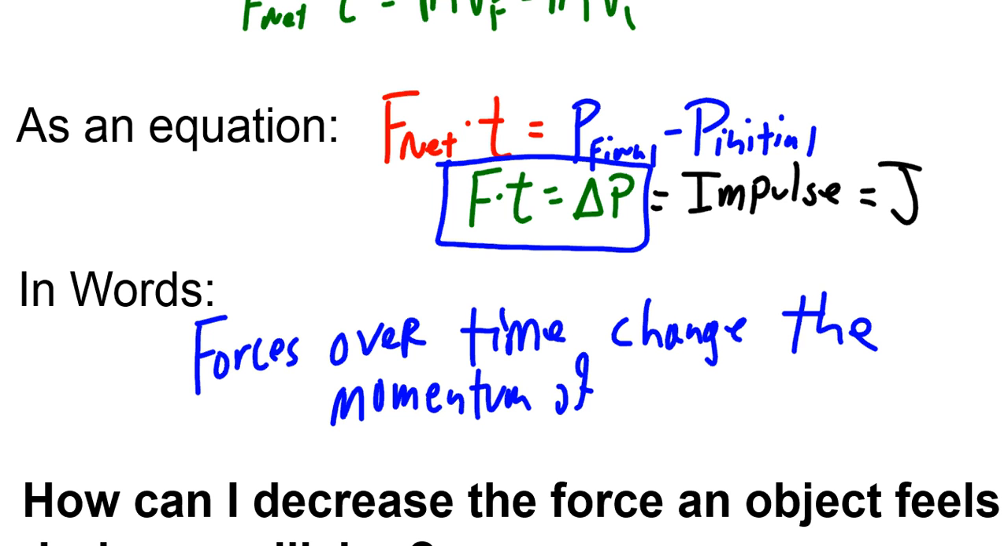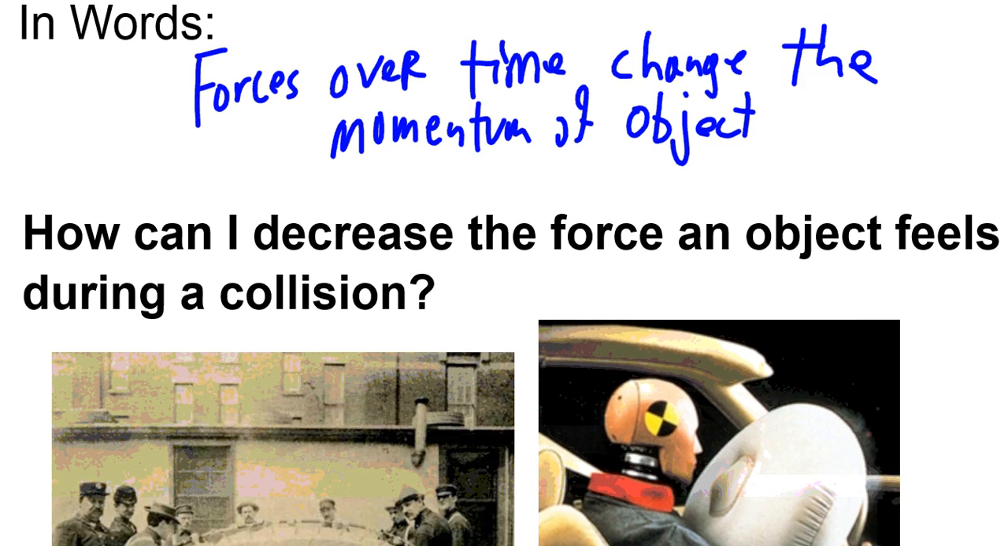So what does that actually mean? If you have a big force over a big time, an object's momentum is going to change drastically. A small force over a small time really is not going to do too much to an object. And then, depending on the nature of the force and the time, it could cause a huge change in momentum of an object. So let's look at some examples.